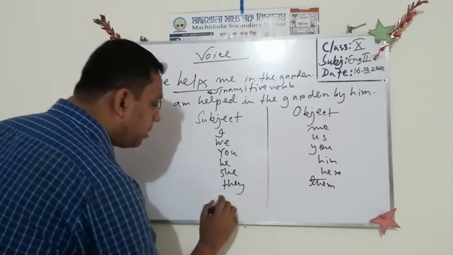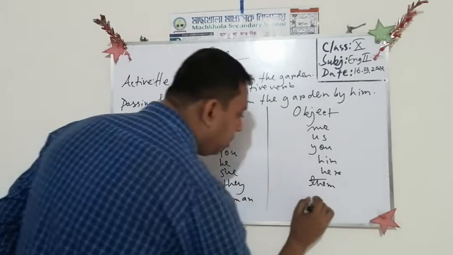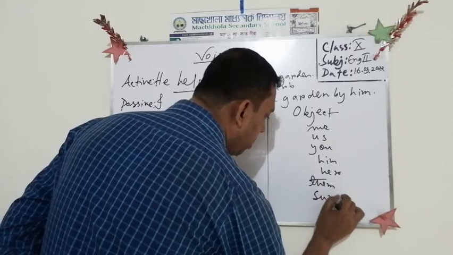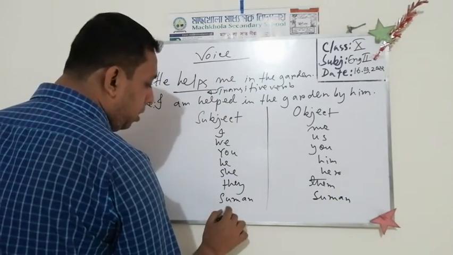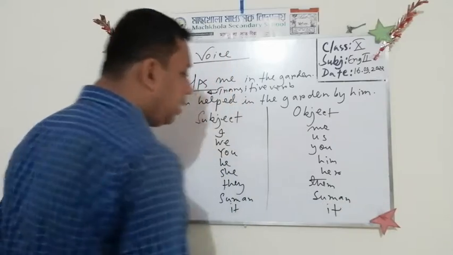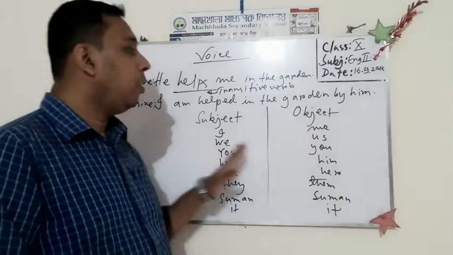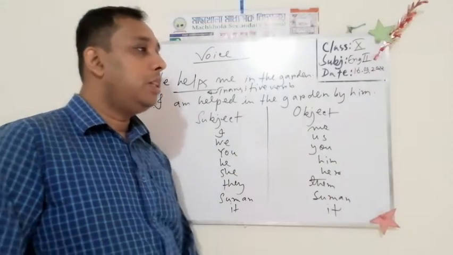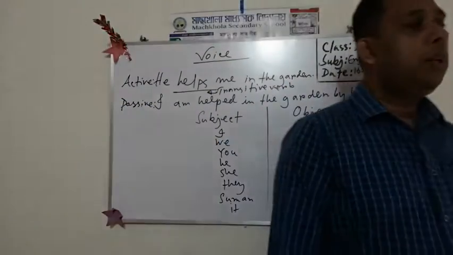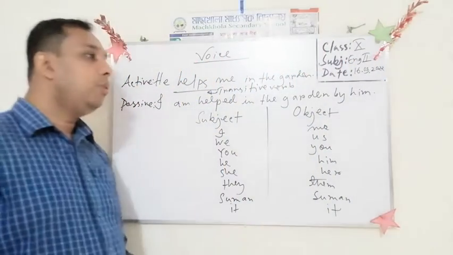Any name of a person, as for example, Shumon. Okay, no change. And another third person, eat, there will be no change of it. Eat, eat. Okay. So we need to know subject form and object form. Otherwise, it will be difficult for us. It's tough for us to change active sentence into passive one.